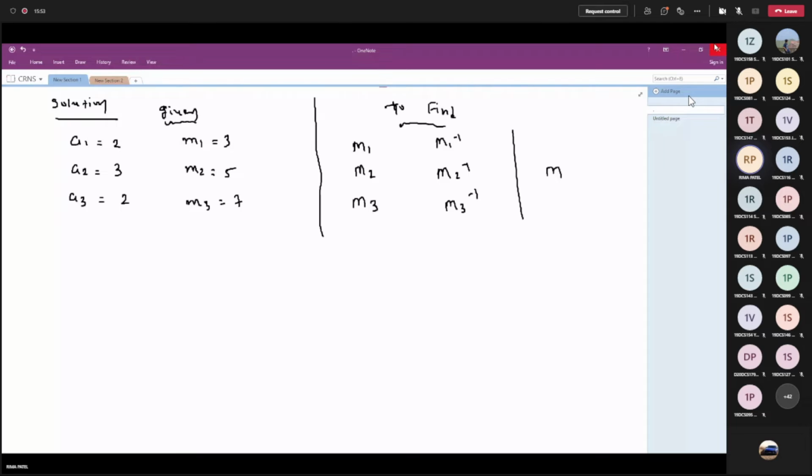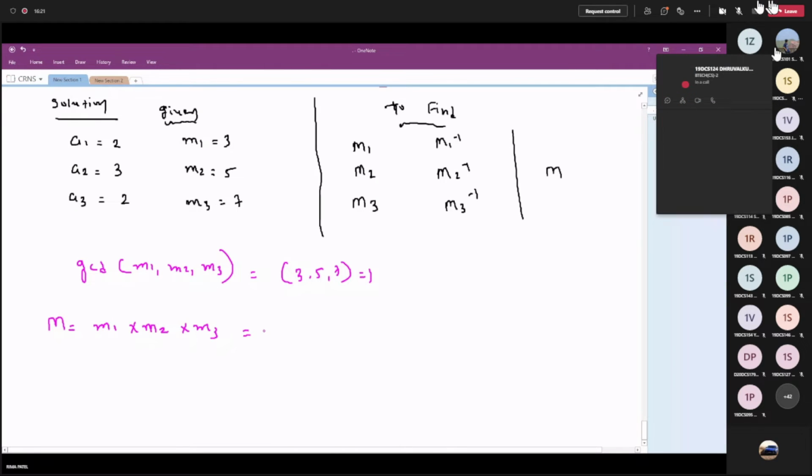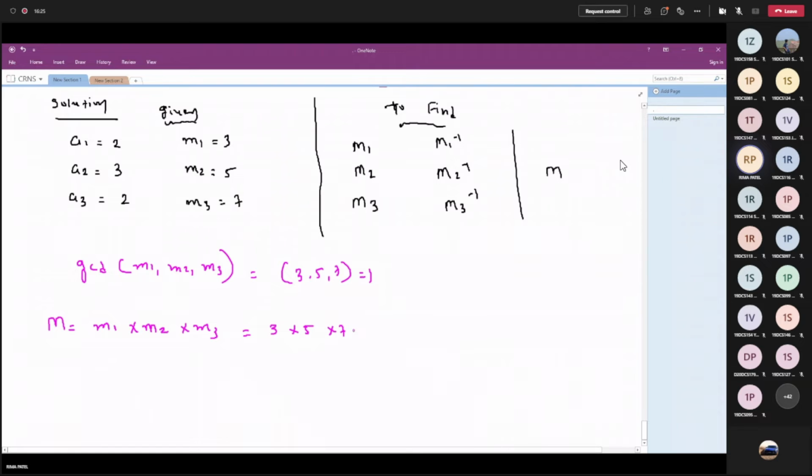Just keep in mind that the unique solution is possible if the GCD of the moduli is 1. That is, they are relatively prime. So the GCD of 3, 5, 7 is 1, right? So yes, I will get the unique solution. First of all, let me find M. So M equal to what? Small m1 into small m2 into small m3. That is 3 into 5 into 7. And that is 105. Right? Okay.